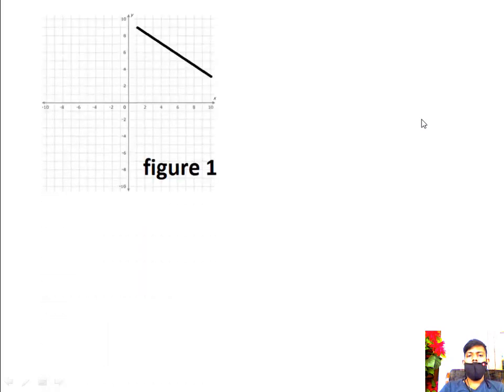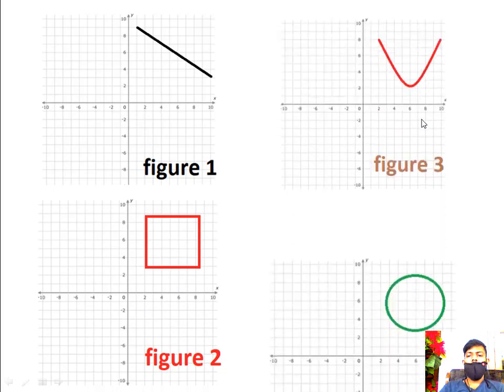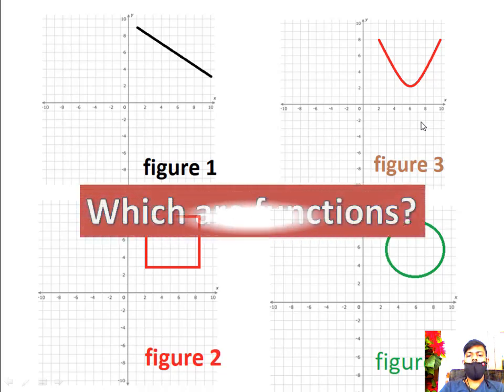Given there are 4 figures. Look at this figure. Figure 1, figure 2, figure 3, figure 4. Can you say which is the example of function or which are the functions? By vertical line test, we can say which figure satisfies the condition of function.